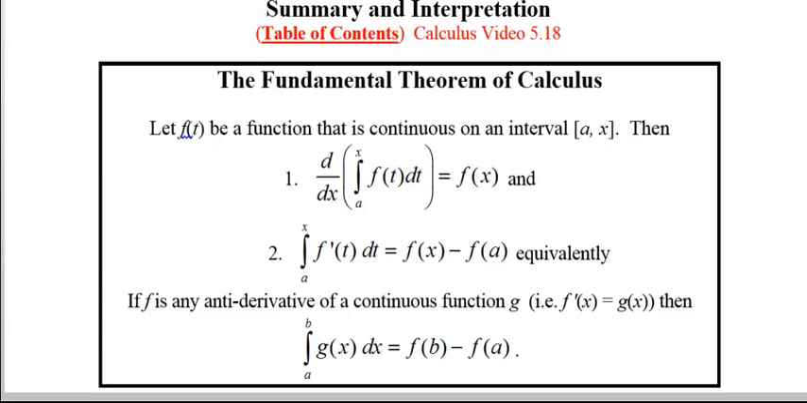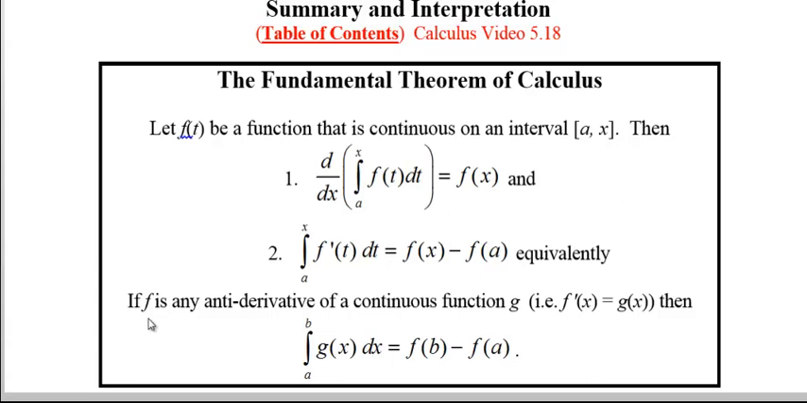And number two is kind of backwards from that. If we take a function and take its derivative, here we're assuming the function f is differentiable on this interval, take its derivative and then integrate that from a to x, then that turns out to be f of x minus f of a, or equivalently, to state the second part this way: if f is any antiderivative of a continuous function g, in other words, f prime of x equals g of x, at least on that interval, then the integral from a to b of g of x dx equals f of b minus f of a.